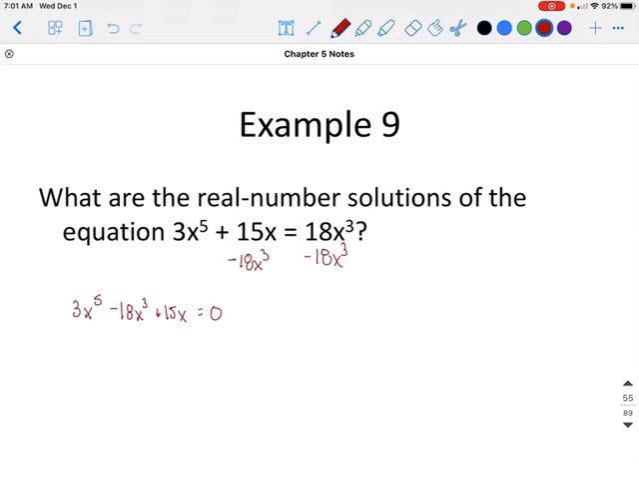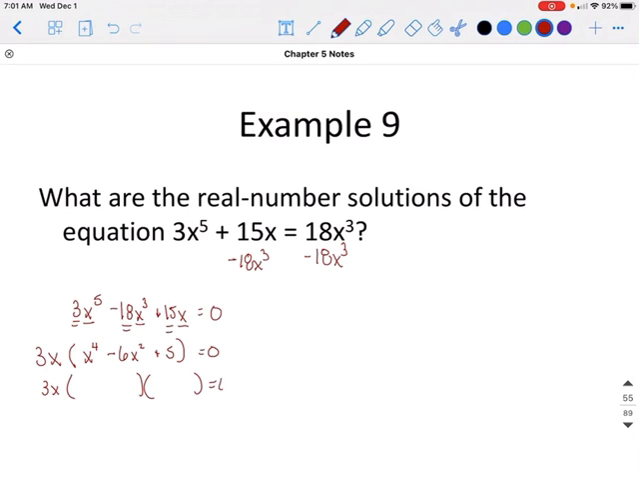Now we're going to see, is there anything that we can factor out? All of the pieces have x's, so I can factor out an x. And all of the pieces are divisible by 3, so we can factor out a 3. So this is going to leave us with x to the 4th minus 6x squared plus 5 is equal to 0. Now we need to factor that next part.